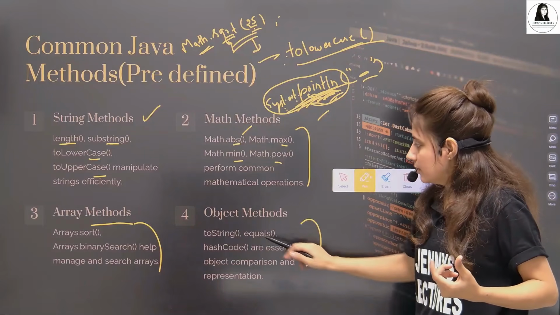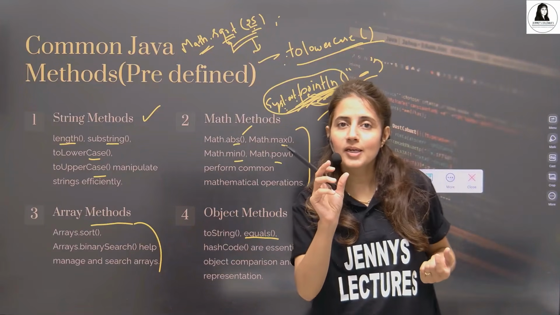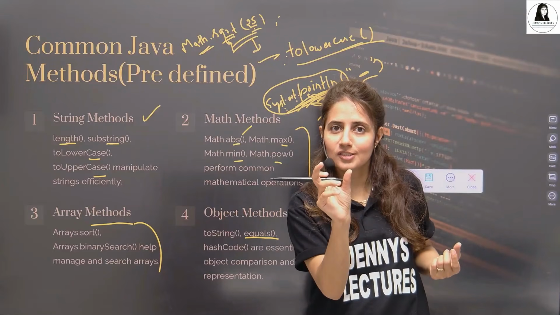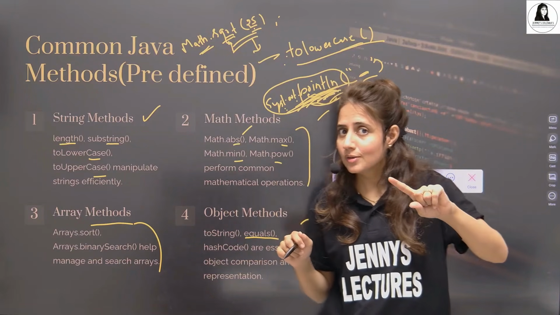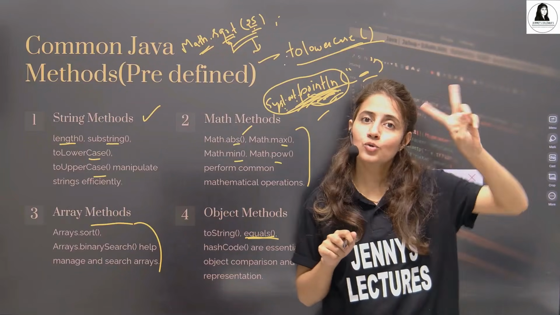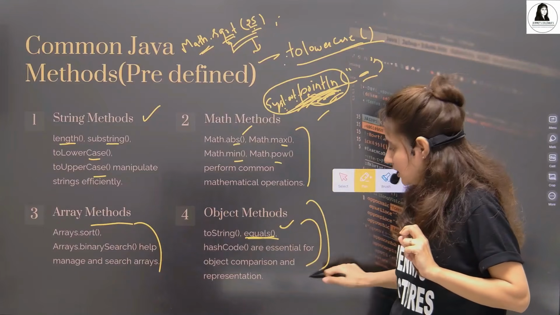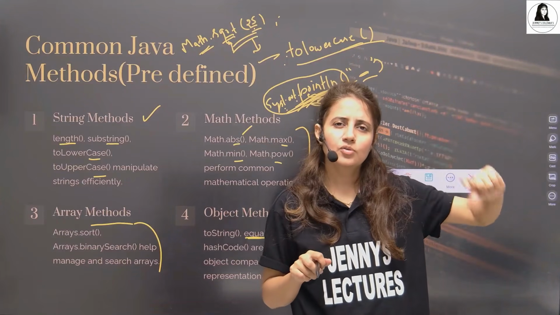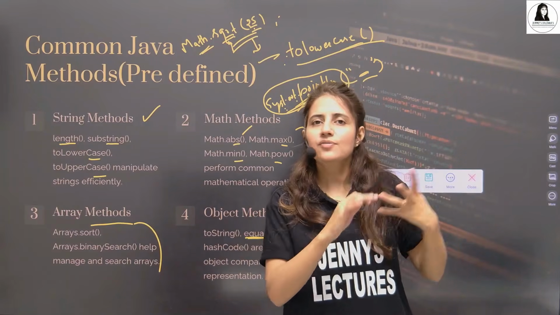Some object methods are there. This equals we have already used when we were comparing two string objects. Then rather than using the equality operator, we use, I hope you remember, the equals method. So when you want to compare two objects, then we use equals. These also we'll see when we cover object oriented programming features. Don't worry. Okay, so these are some predefined methods.